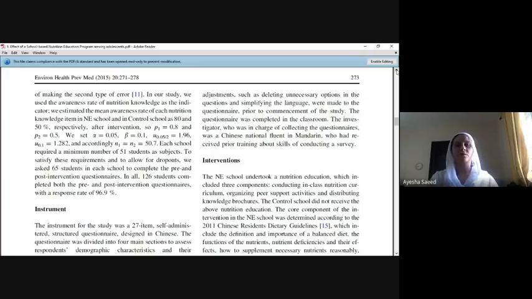The core component of the intervention in any school was determined according to Chinese resident dietary guidelines, which include the definition and importance of a balanced diet. So the curriculum was derived from Chinese residents' dietary guidelines. The components were importance of a balanced diet, functions of nutrients, nutrient deficiencies.